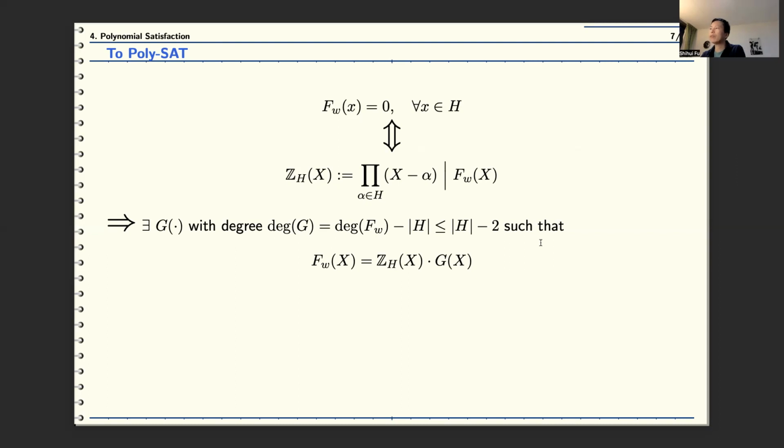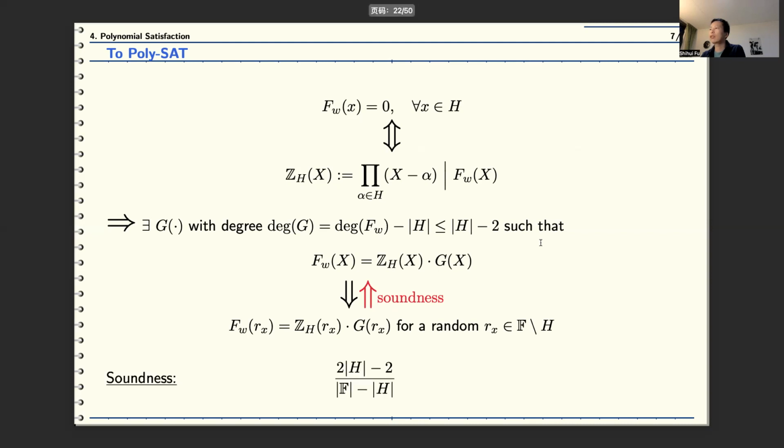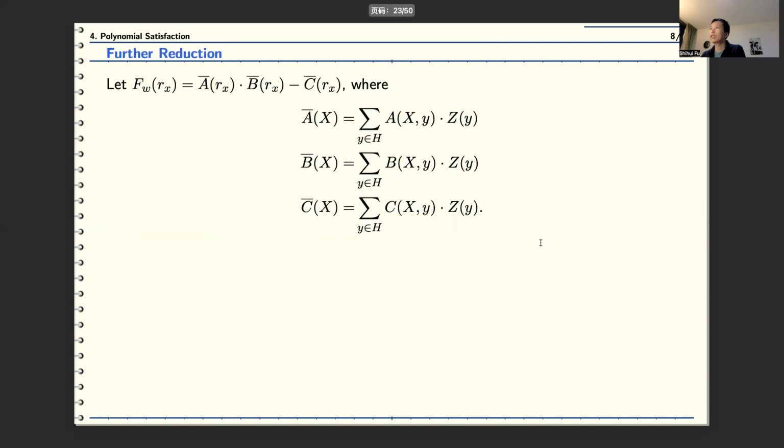Then this equation can be verified at random points chosen by the verifier. Of course, this is associated with some soundness, by the Schwartz-Zippel lemma. We can also reduce this further as follows. Let f_w equal this. Because by definition, f_w is equal to A times B minus C.